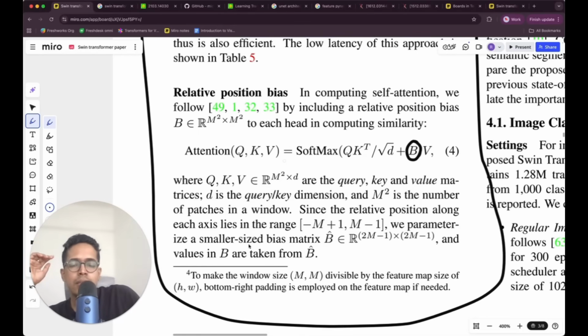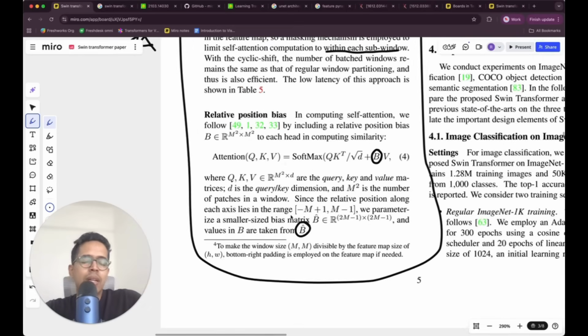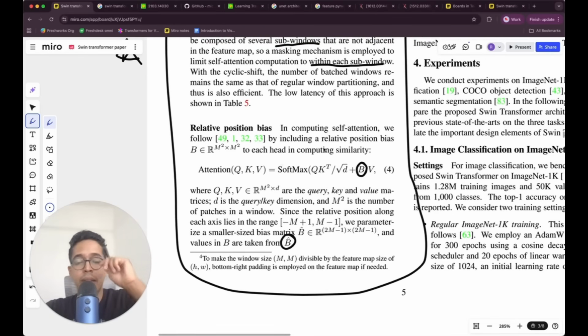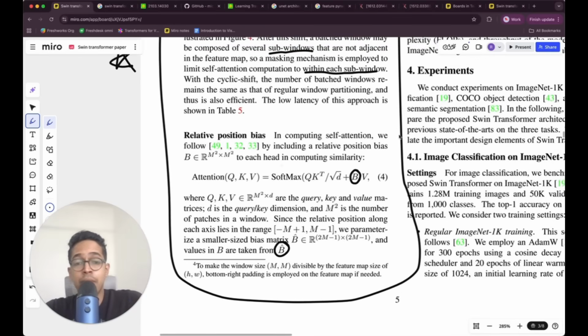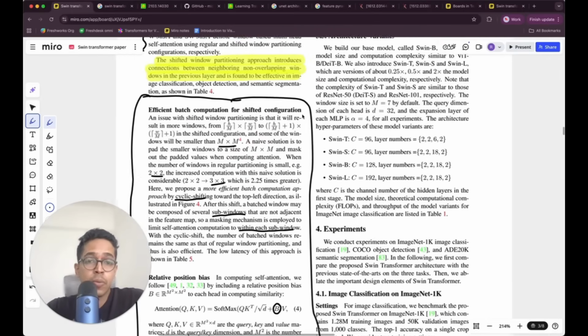We parameterize a smaller sized bias matrix, and values in B are taken from this table. Basically, it's a learnable bias value table. Inside that table, there will be 169 values. For m equal to 7, from those 169 values, you will pick whichever is the appropriate value depending on the delta x value and delta y value. But look at the way it is written. It's very, very difficult to understand. I really challenge you to first read this and try to understand it. It's very difficult. Unfortunately, this is the least favorite part of this paper for me.